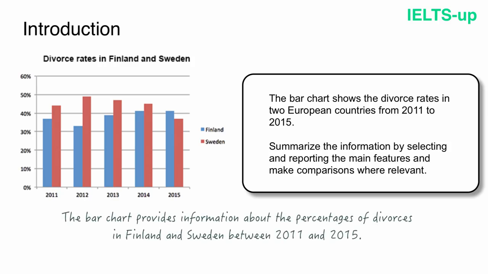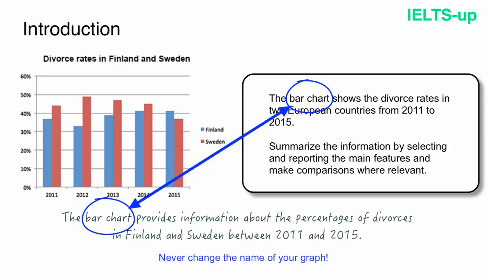The bar chart provides information about the percentages of divorces in Finland and Sweden between 2011 and 2015. You can notice that I did not change the name of the chart. And you should never change the name of your graph either. Remember, table is a table, bar chart is a bar chart, and line graph is a line graph. So I kept the bar chart.